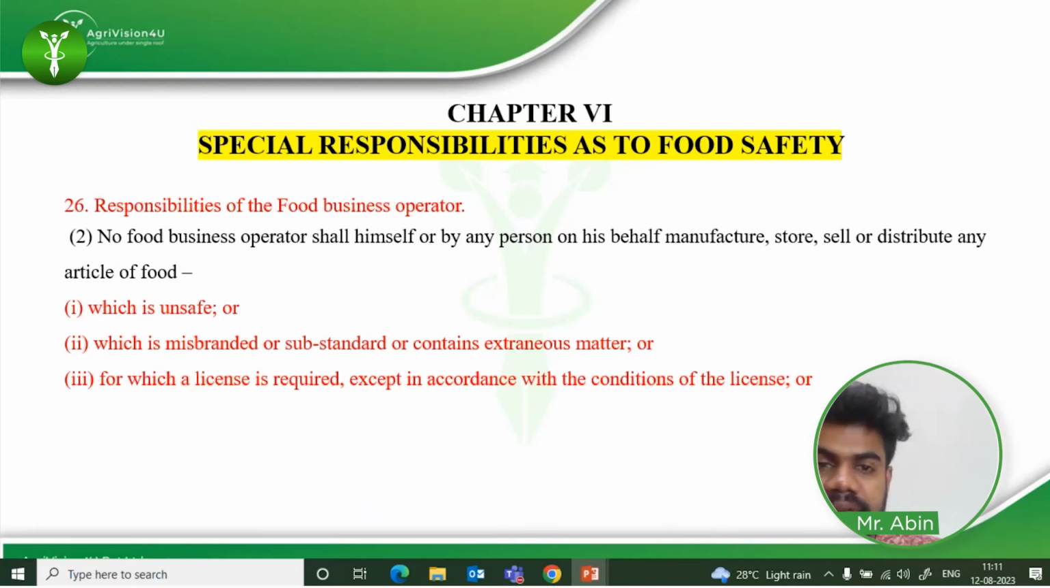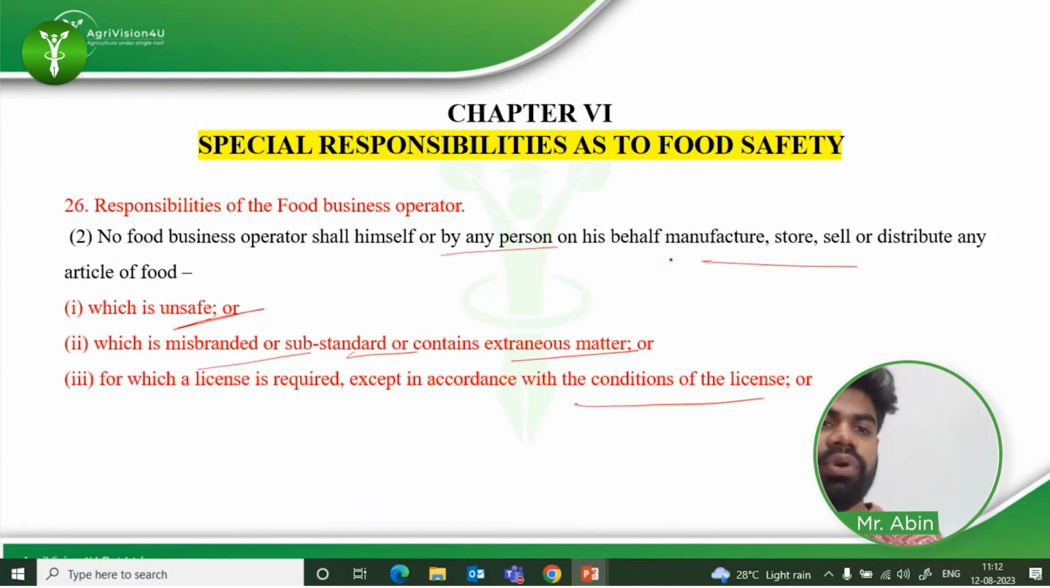Now, from chapter 1 up to chapter 5, we have covered the important points. In chapter 6, there are special responsibilities as to food safety. The responsibility of the food business operator is in section 26. Under section 26, any food which is unsafe, misbranded, substandard, or contains extraneous matter, or for which a license is required except in accordance with the conditions of license, under any of these criteria FBOs cannot manufacture, store, sell, or distribute any article of food.